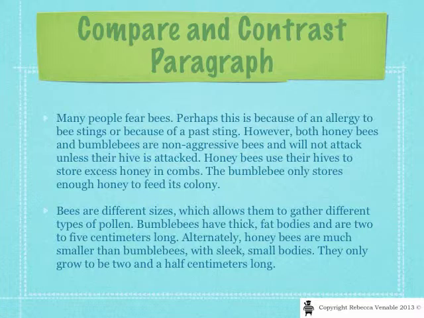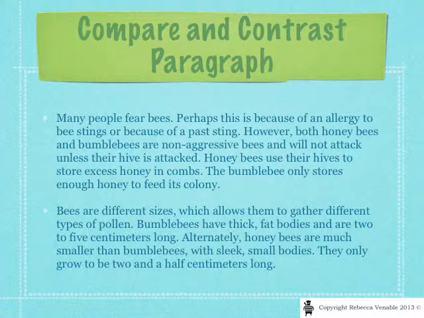Bees are different sizes, which allow them to gather different types of pollen. Bumblebees have thick, fat bodies and are 2 to 5 centimeters long. Alternately, honeybees are much smaller than bumblebees with sleek, small bodies. They only grow to be 2.5 centimeters long.